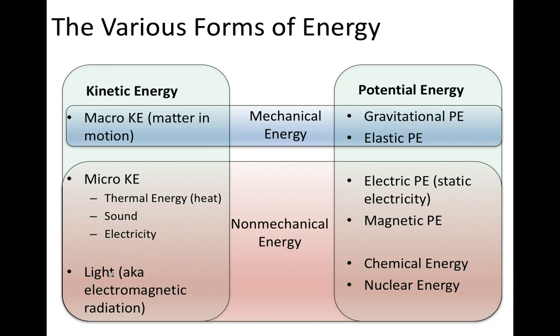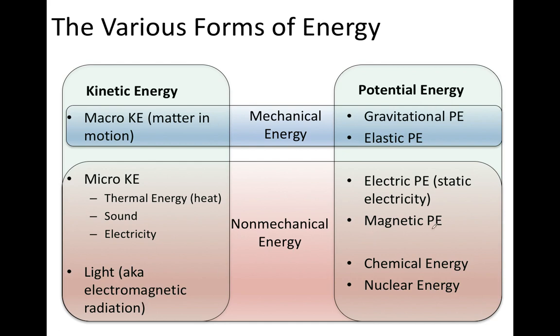Light also contains energy. Light is not actually moving matter. Light is a moving electromagnetic field. It's not actual matter. It's just the motion of pure energy. And this is important because this is the type of energy that carries energy from the sun to the earth, because light is the only form of energy that can travel through a vacuum.